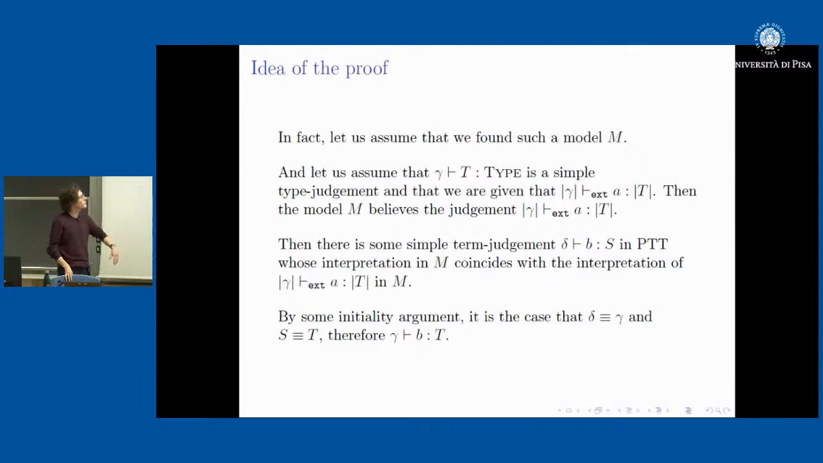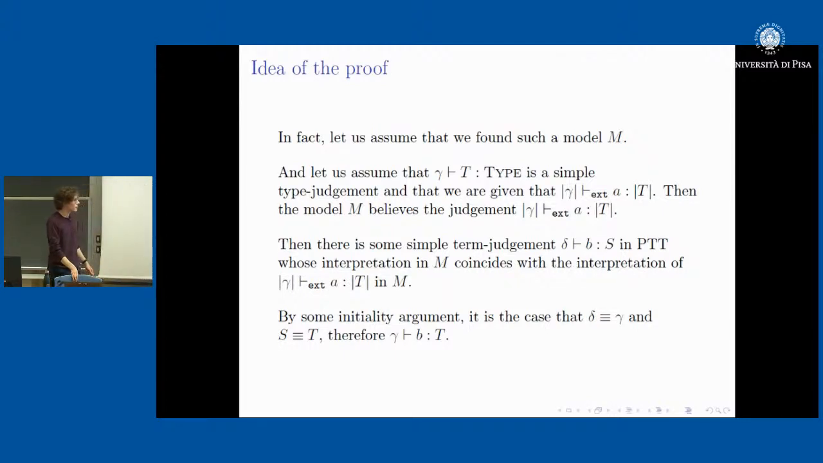If we have such a model, we can actually deduce conservativity in this way. Assume that you have a simple type judgment, capital T, in PTT. Now interpret it in ETT and assume that there is some proof of the interpretation in ETT, which here I call small a. So since M is a model of ETT, it needs to believe this judgment, which means that there is some section of the corresponding display map associated to the interpretation of T.